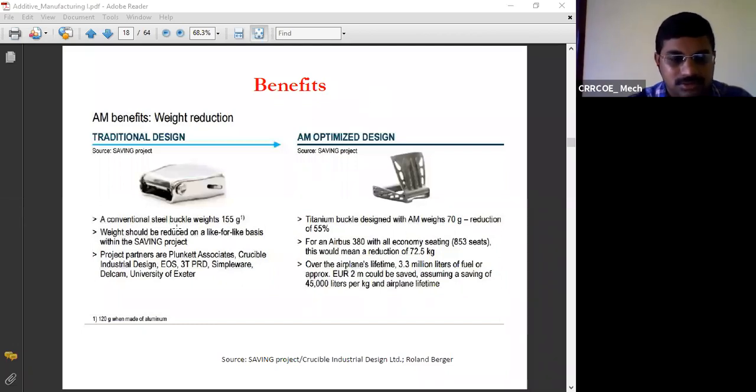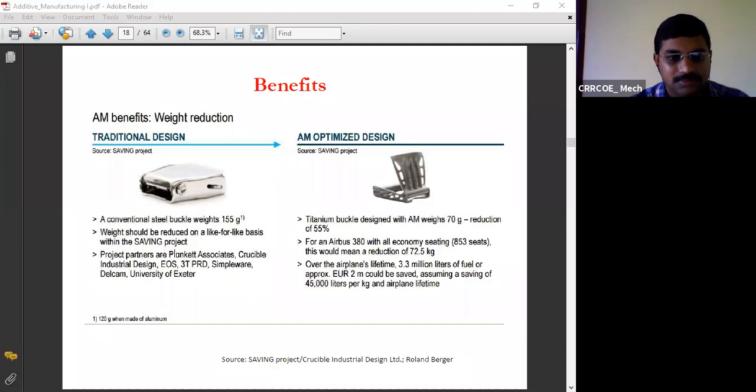So when conventional manufacturing methods and conventional materials have been used, the weight of the component is 155 grams. The weight should be reduced on a like for like basis within the saving project.